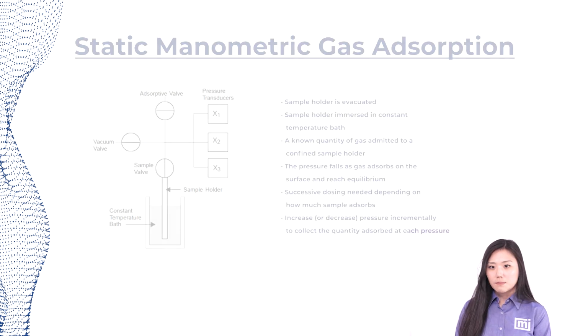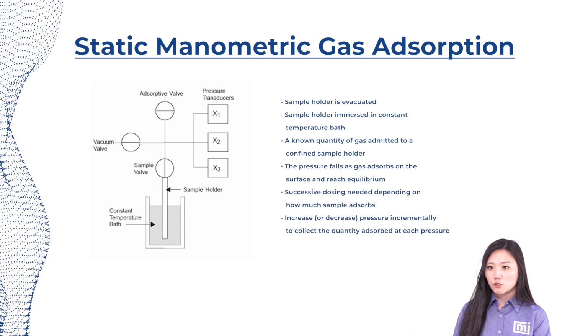Here is the basic schematic of the static manometric gas adsorption instrument. The instrument is connected to the gas inlet, the vacuum pump, and a sample tube which is immersed in a constant temperature bath. All these components are separated by pneumatic valves, and the pressure of the system is measured with the pressure transducers.